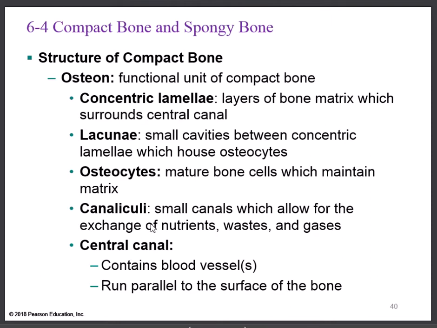It's important to know that the osteon is the functional unit of compact bone. We only see osteons in compact bone. What the osteon consists of are these rings of concentric lamellae. These are layers of the bone matrix which actually form these rings around a central canal.